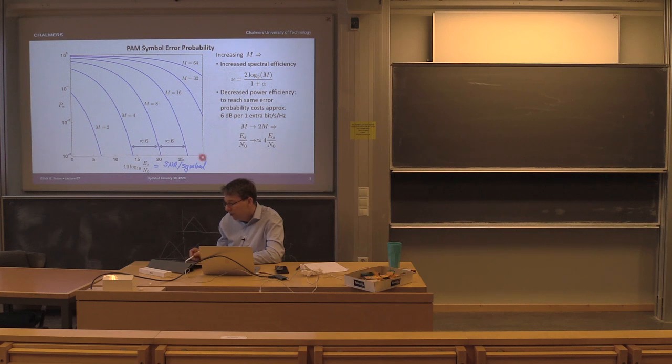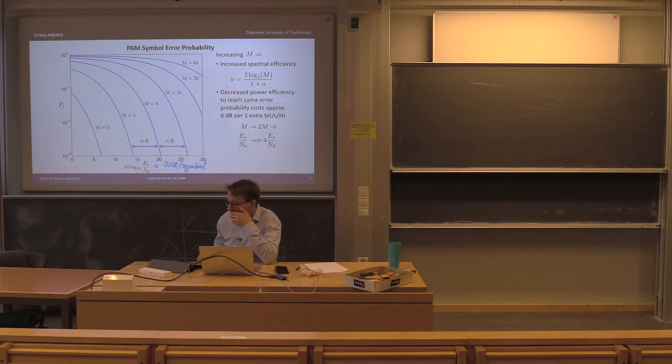So we have the SNR per symbol here in dB scale, which is a logarithmic scale. And we plot the error probability also in logarithmic scale, so this is sort of like a log-log scale. For different M's we get different curves. For M equals 2, the error probability decays like this. For M equals 4, it decays like this. M equals 8, 16, and 32, and so forth.